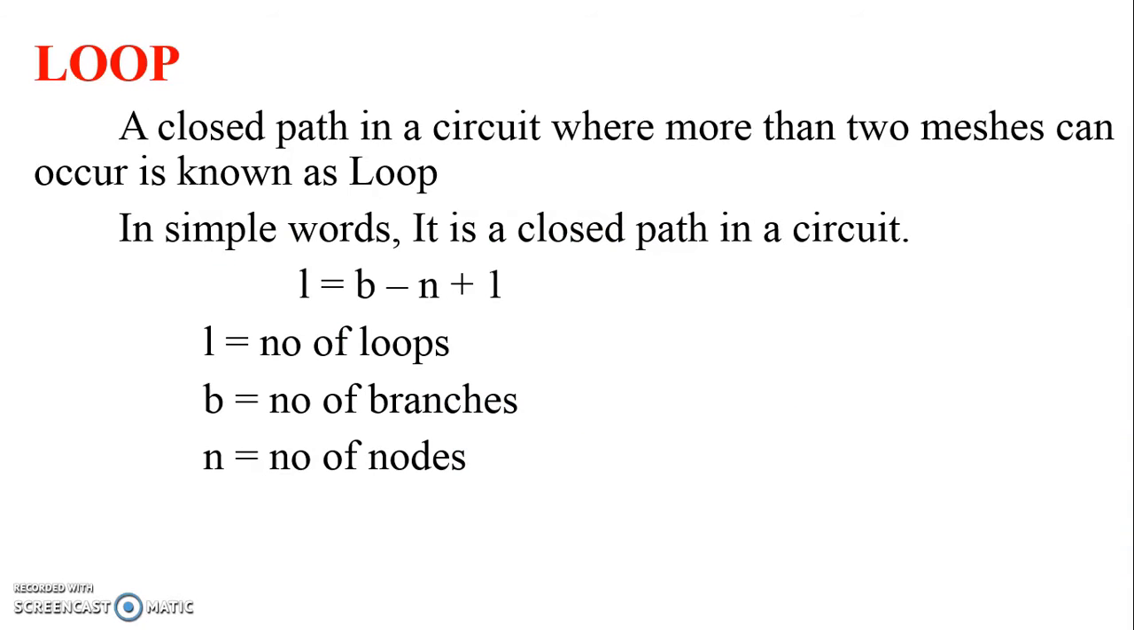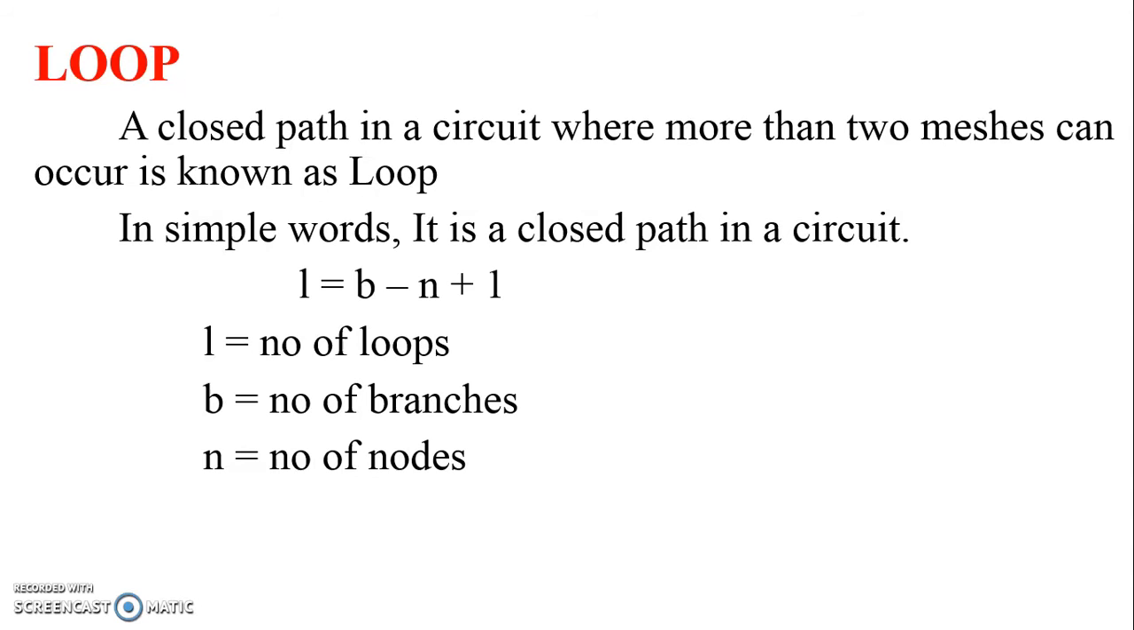Next is the loop, a closed path in a circuit where more than two meshes can occur. So if more than two meshes occur in an electric circuit, that is called a loop. In simple words, it is a closed path in a circuit.